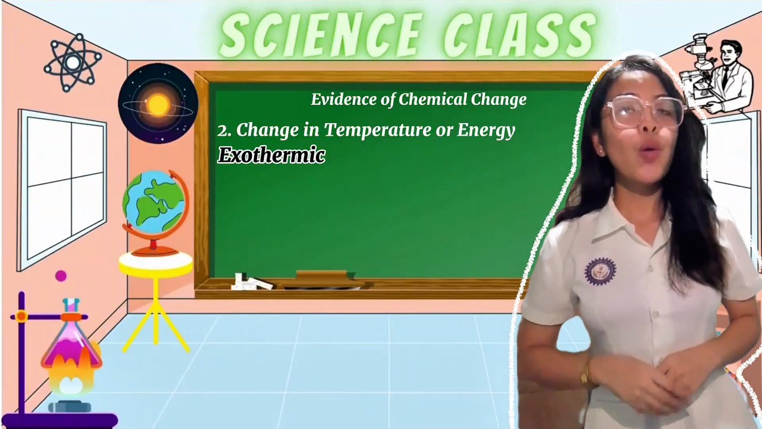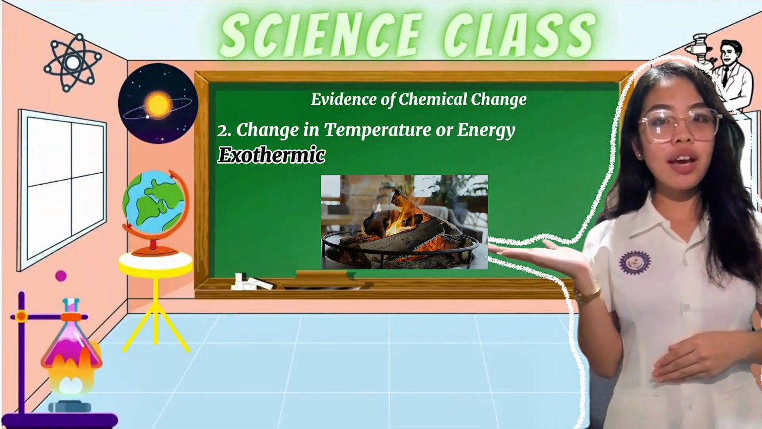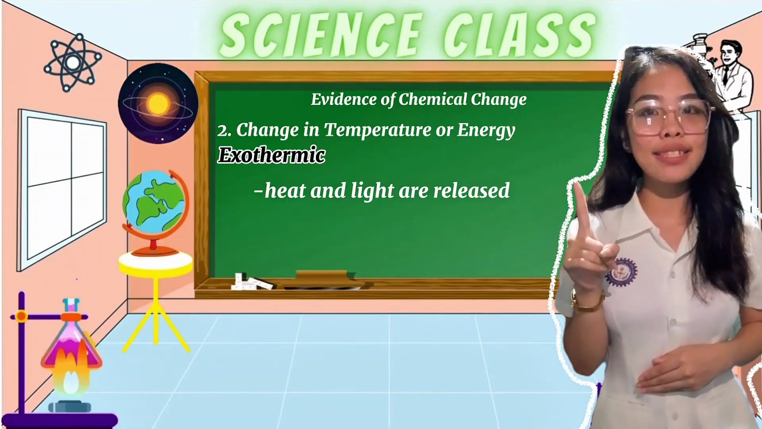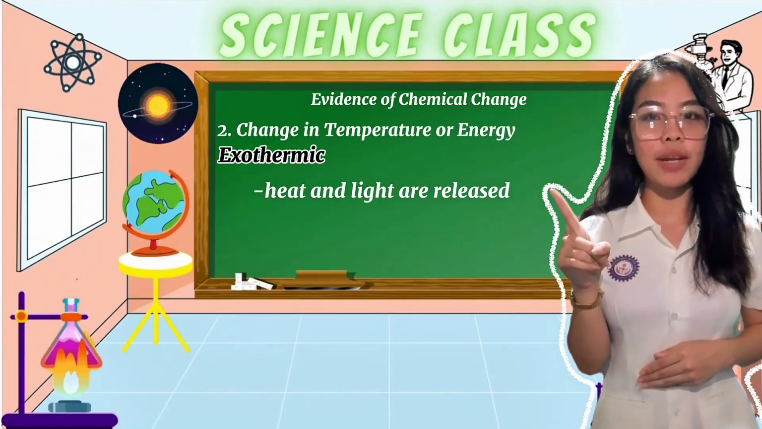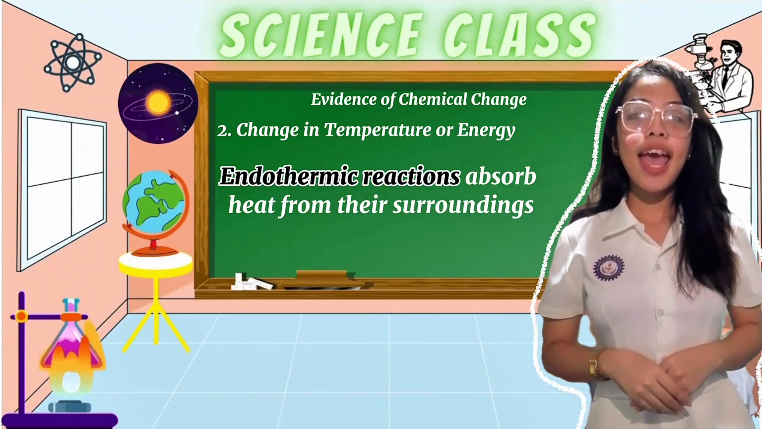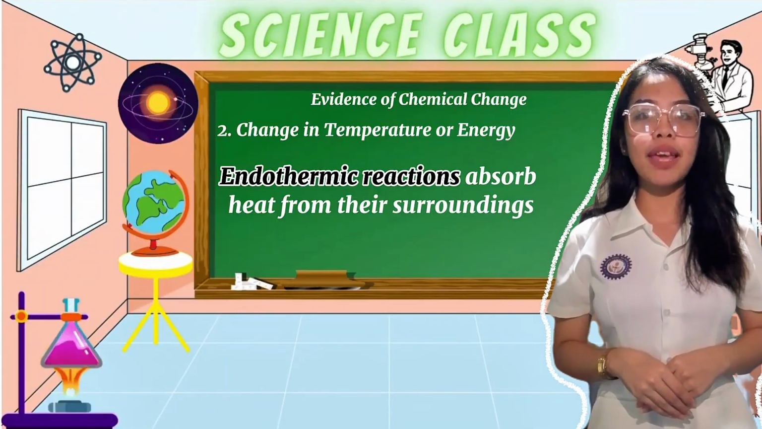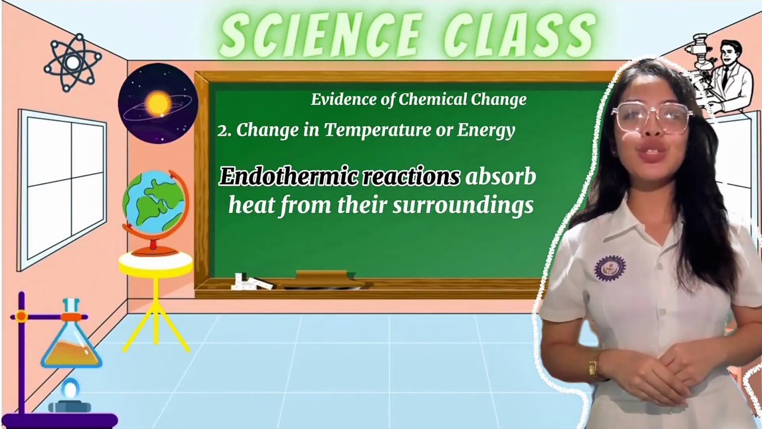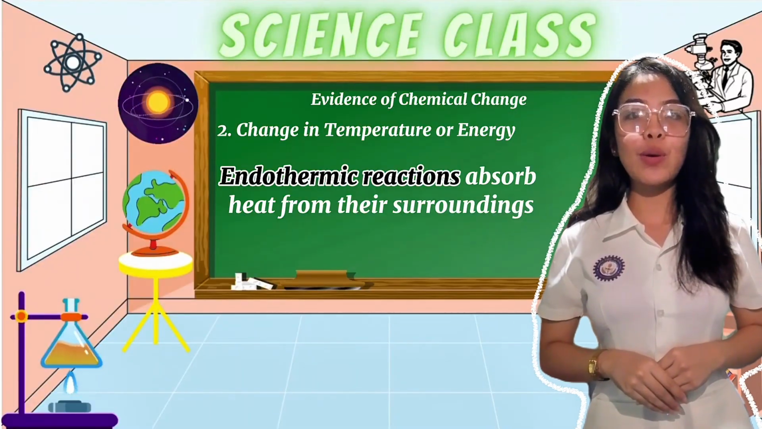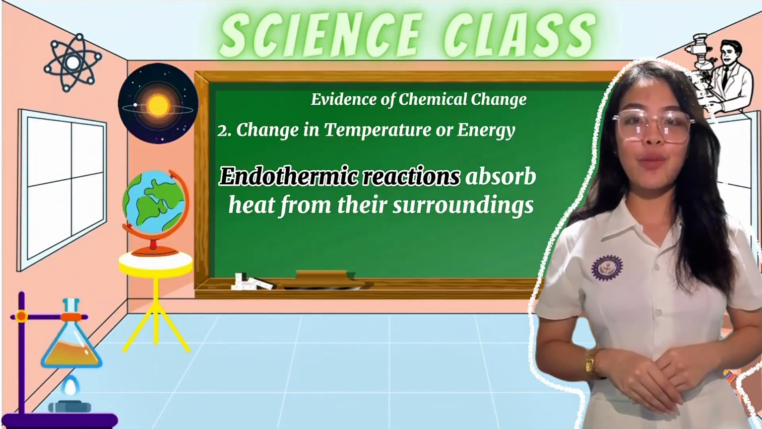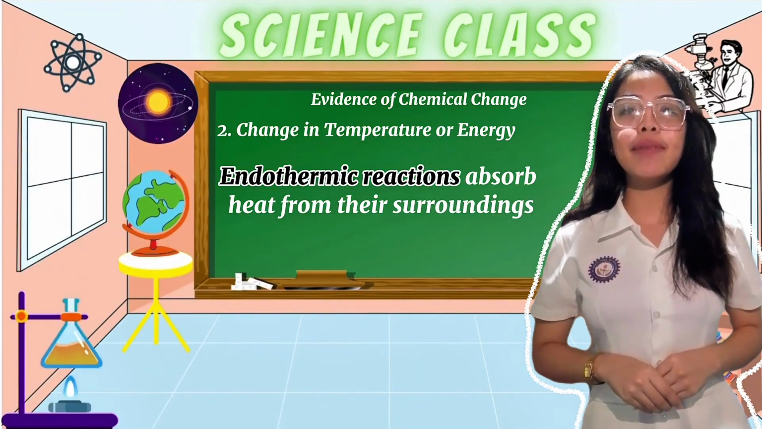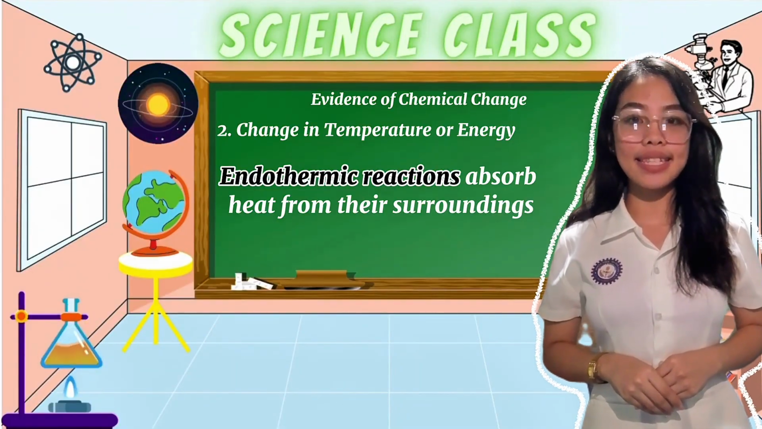For example, when you burn wood or a candle, heat and light are released. That's an exothermic reaction. On the other hand, endothermic reactions absorb heat from their surroundings. This means the temperature around them usually goes down. A good example is when you mix baking soda and vinegar. The mixture becomes cooler because it's taking in heat.